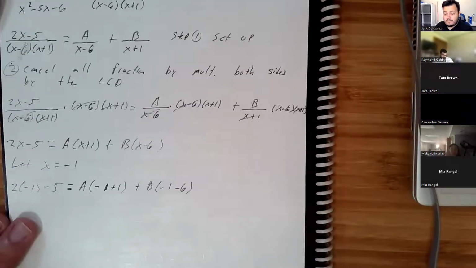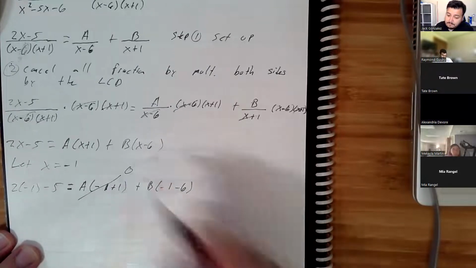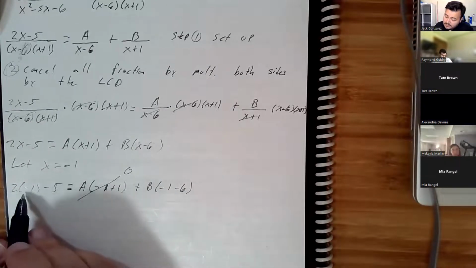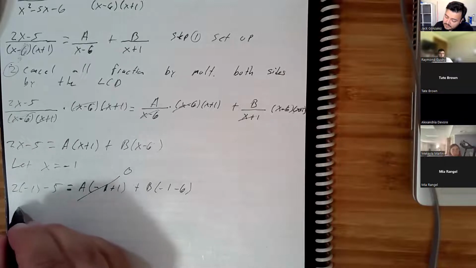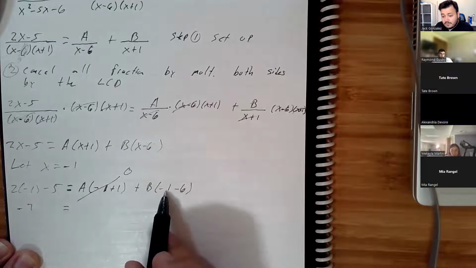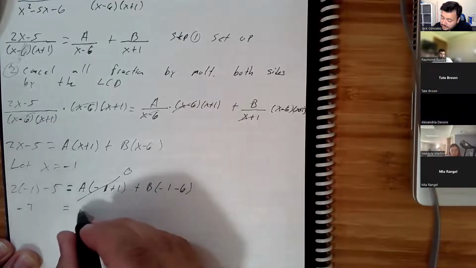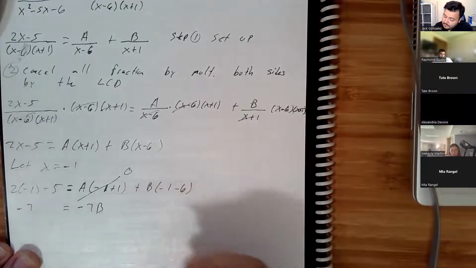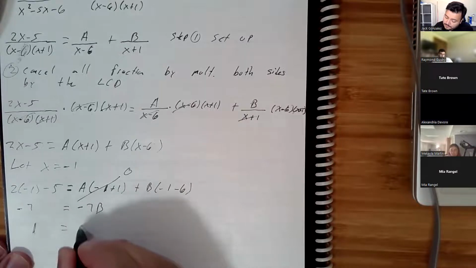Okay. So obviously this will go to 0. -2 times -1 is -2 minus 5. That is a -7. B, -1 minus 6. That's a -7 times B. So b is equal to 1.